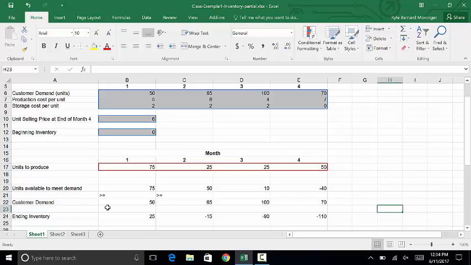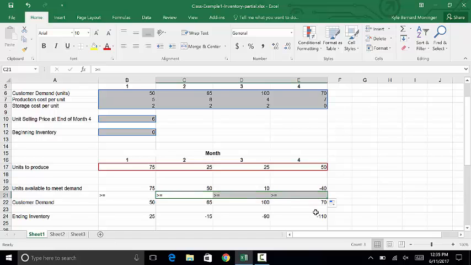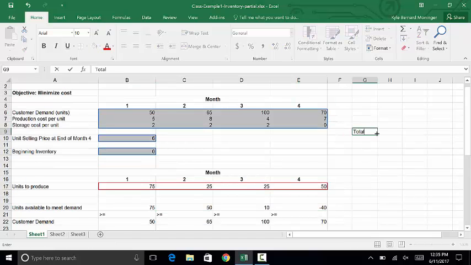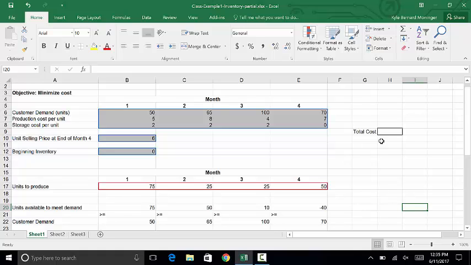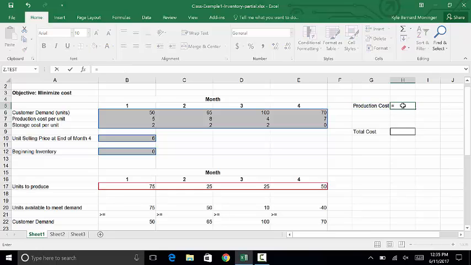Okay, those are all our constraints. It's just that my units available to meet demand must be greater than or equal to customer demand. My objective is to minimize cost, so I want to create a total cost cell. That's my objective. We're going to break this down into a couple pieces though, because we have different types of cost. First off, we have production cost. Everything we produce, we have to pay for. So I'm going to use a sum product to calculate this. Everything I produce has a cost to it, production cost per unit.